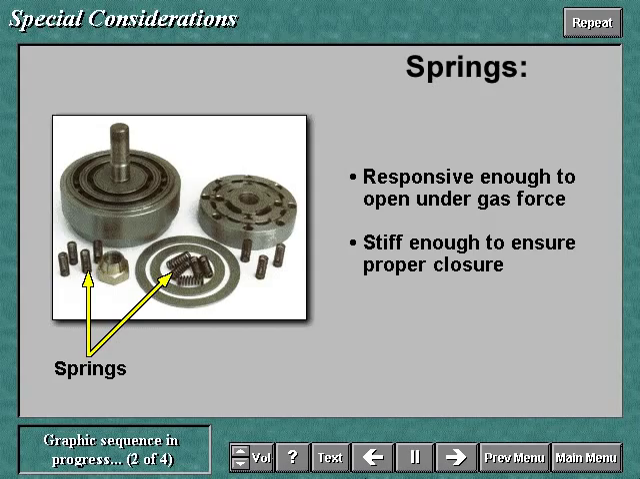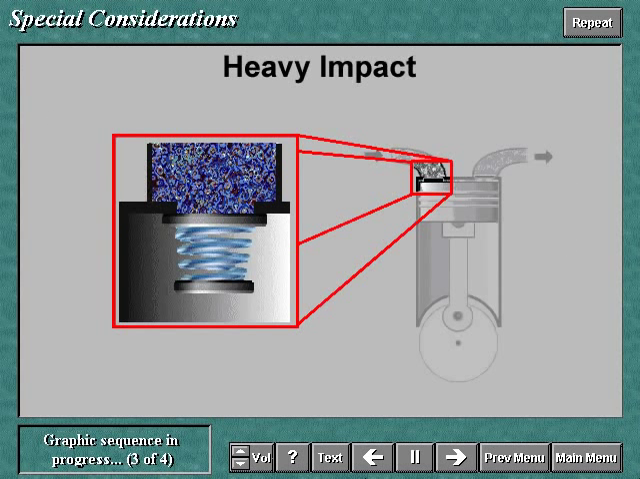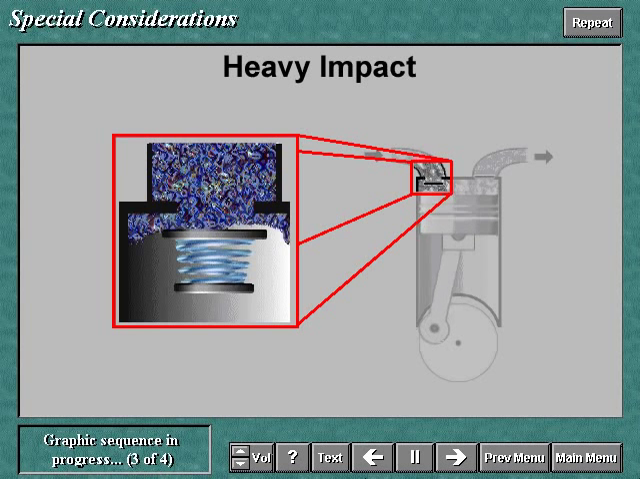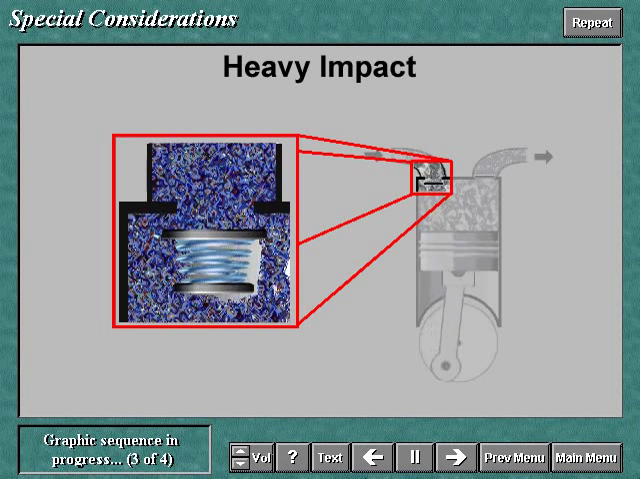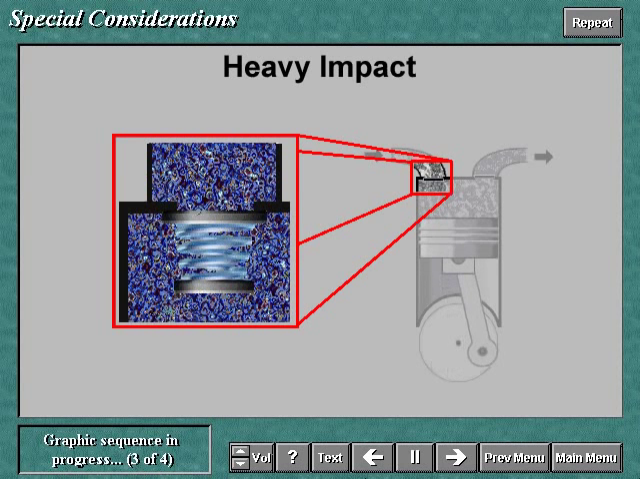They must also be selected so that they are stiff enough to avoid closure after the dead end of the stroke. If the valve remains open after the dead end of the stroke, closure will happen under both spring force and gas force due to backflow of the gas. The combined effect will result in a heavy impact and likely ring damage.